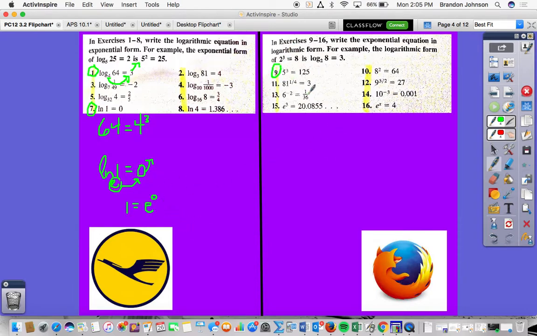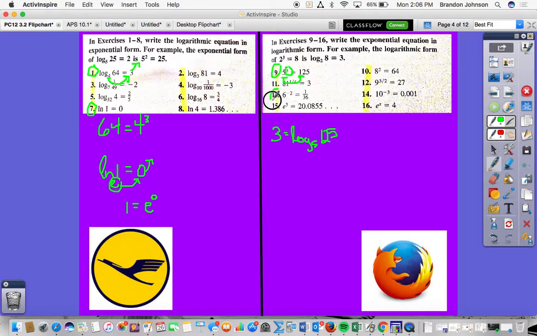Now if I go backwards, like 5 to the third equals 125, and I say convert this to log form, I shoot the 5 to the right hand side, giving 3 all alone by itself over there, that 3, and it would be equal to log base 5, and then 125 goes on the outside, just like this. So log base 5 of 125, and then 3 stays on the left.